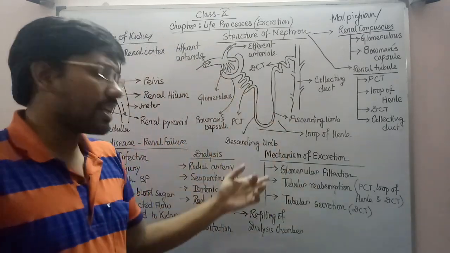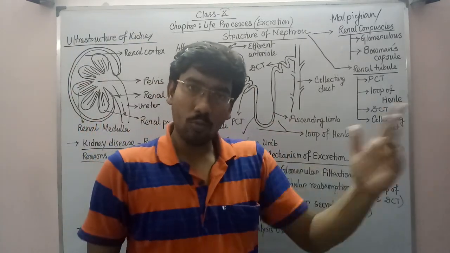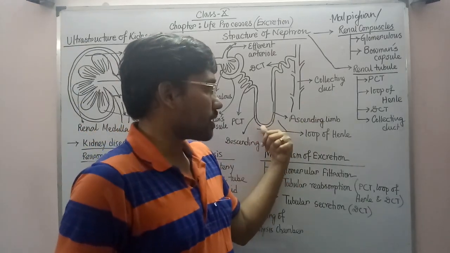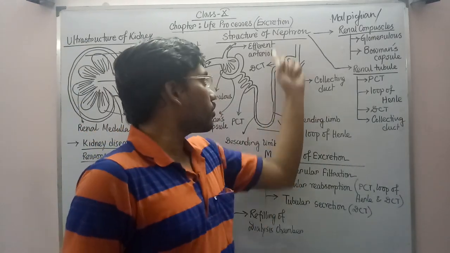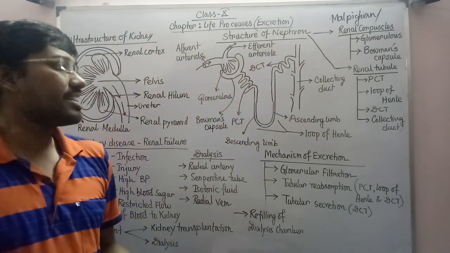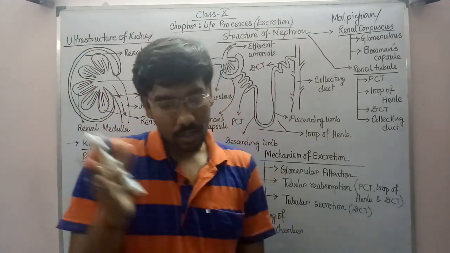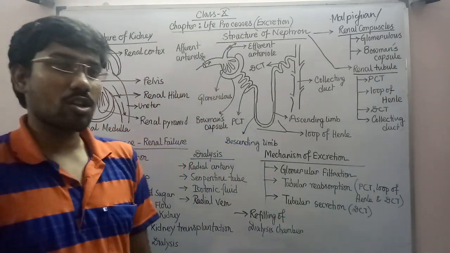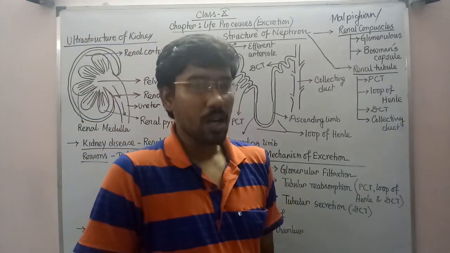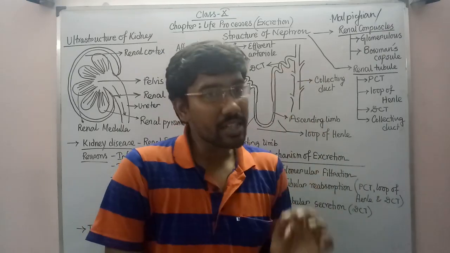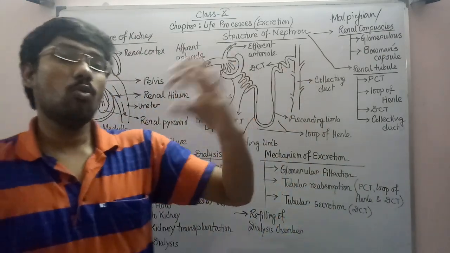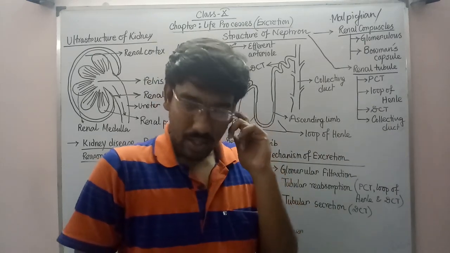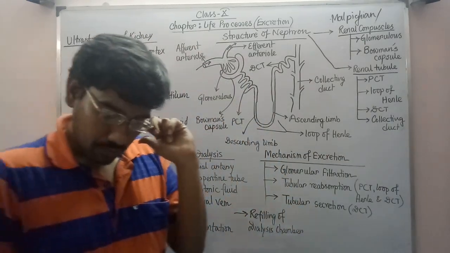In the descending limb of the loop of Henle, the water is reabsorbed more, so the concentration increases more. At this point, the maximum concentration of the urine is reached. After that, when the urine moves up the ascending limb of the loop of Henle, the salt ions are taken out from the urine. Automatically the concentration of the urine starts decreasing again, and when it comes to the DCT region, maximum water will be reabsorbed. That means again the concentration of the urine starts increasing.